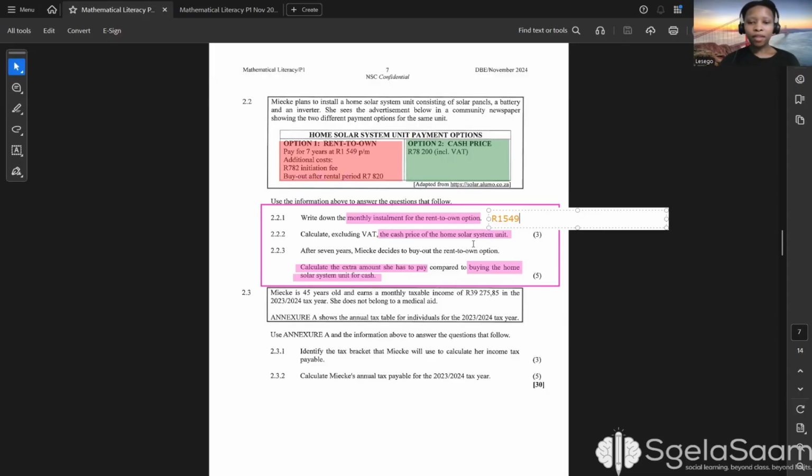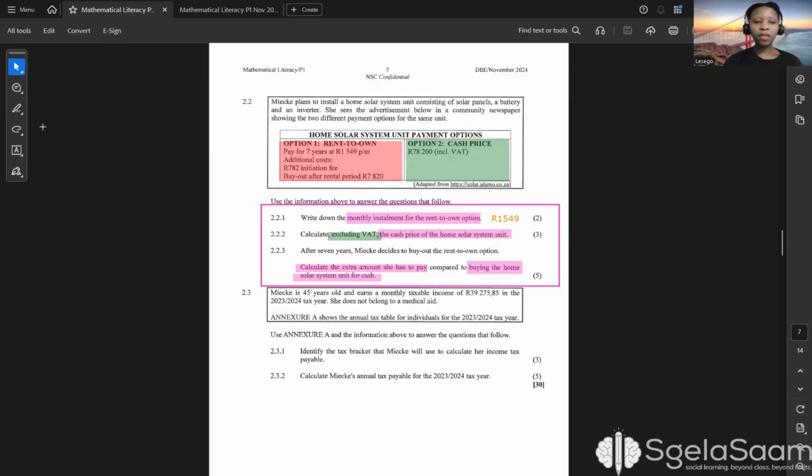Okay, that is your answer for number 221. And we'll go to 222. Here it says calculate, however, excluding that. So your answer must not include that, it must exclude it. So we must calculate the cash price of the home solar system. We're looking at the cash price option, and this price includes VAT.